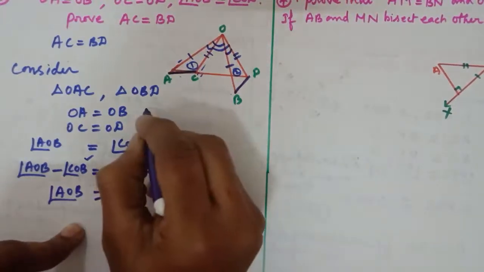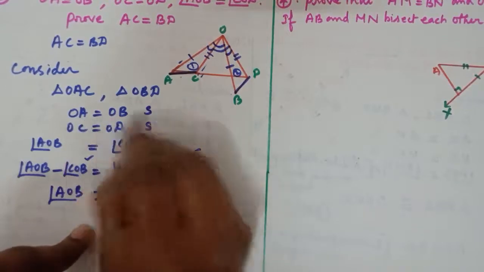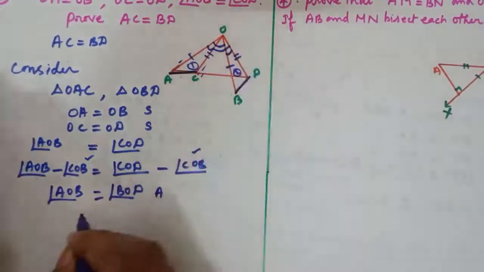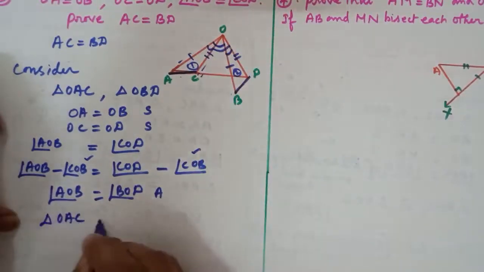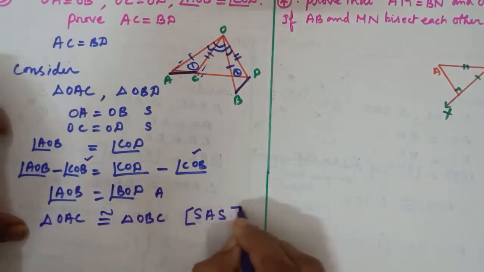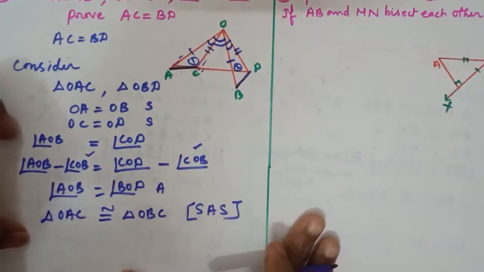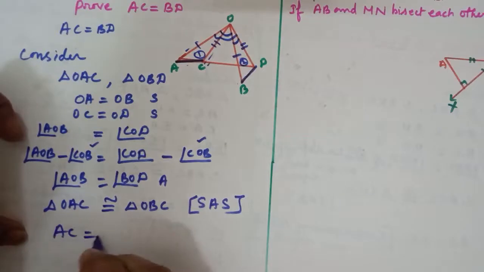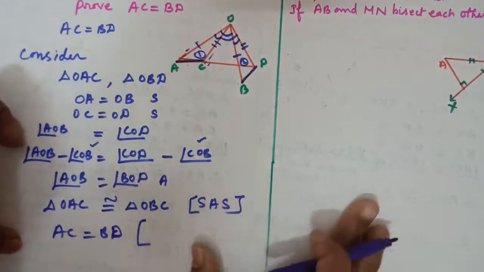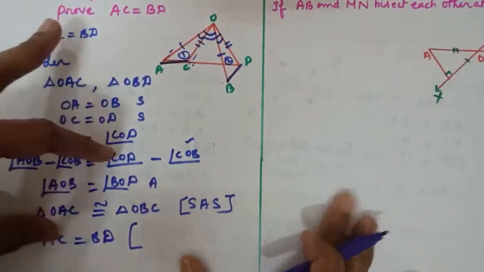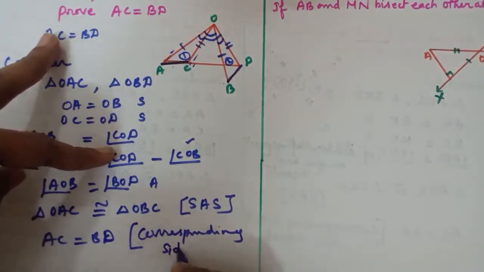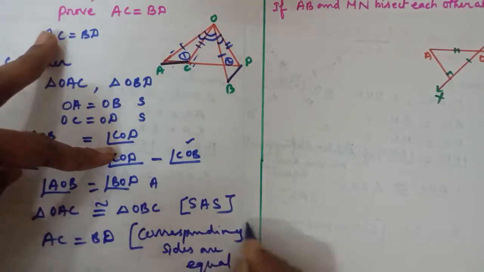Okay, so now we have proved these two sides are equal, these two sides are equal, and these two angles are equal. Okay, so side, angle, side. So we can say triangle OAC is congruent to triangle OBD by using SAS congruence rule. So we can easily say AC is equal to BD. How? Corresponding sides are equal. If these two triangles are congruent, then corresponding sides are equal. Is it clear, students?